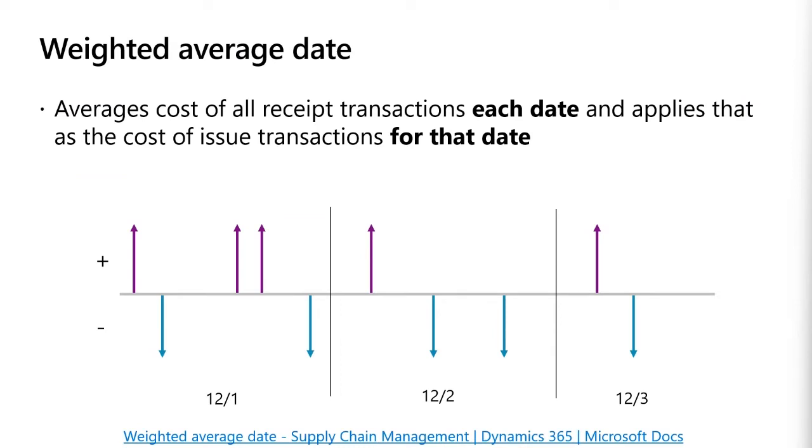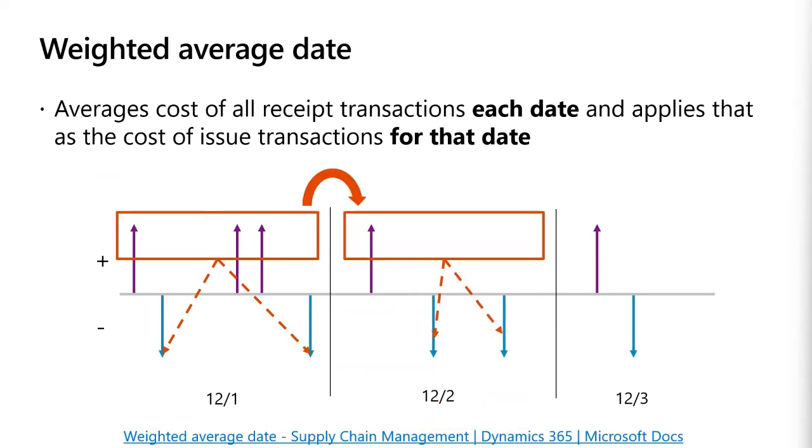In this graphic, we can see that the system takes the weighted average on 12/1 and will do a summary settlement against the issues because we had multiple receipts. On 12/2, we carry over the remaining inventory at 12/1's weighted average and average that with the value of the receipt for 12/2, performing a summary settlement against the issues. This brings our on-hand inventory balance to 0.